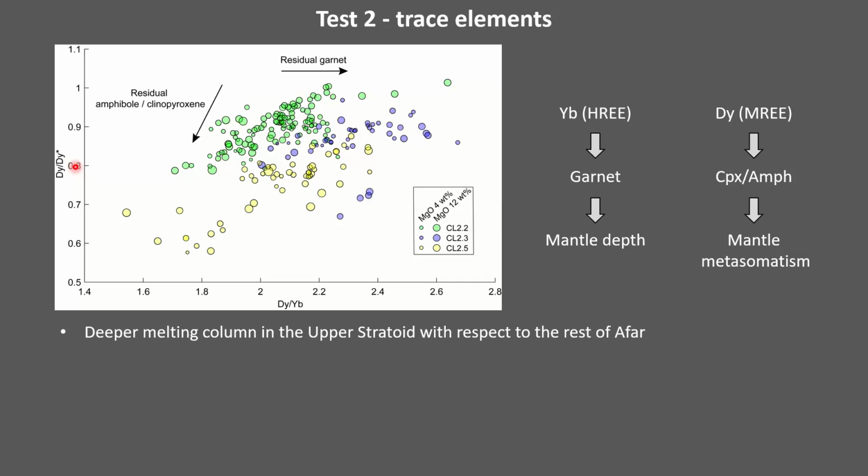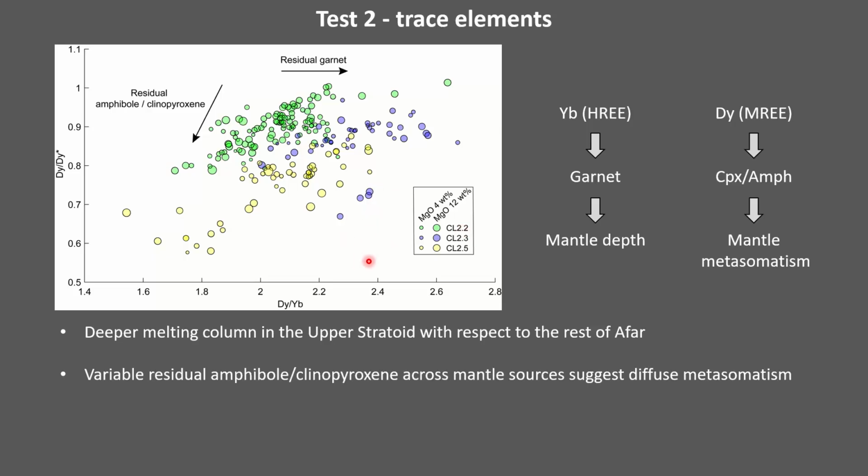rare earth element trend. So as before, if the amphibole and clinopyroxene are present in the lithosphere, so if there is metasomatism, dysprosium will be retained in this mineral and this ratio will decrease. Otherwise, if these minerals are not present, this dysprosium is free to go into the melt, and this ratio will increase.